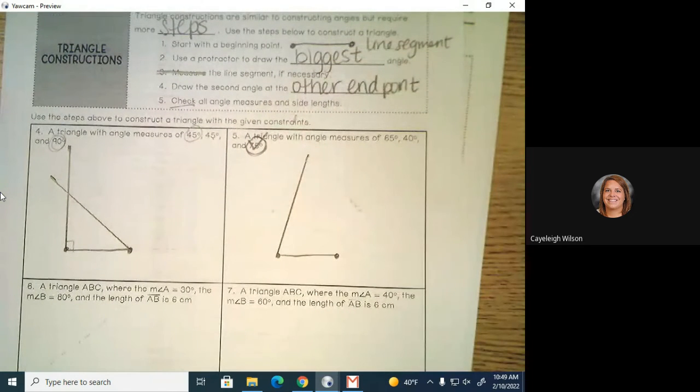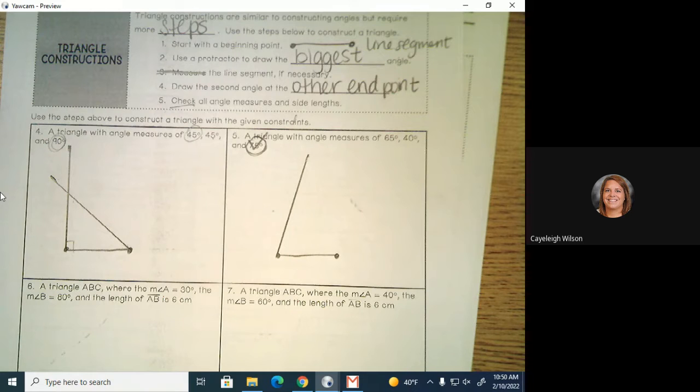Now, on the next angle, if Raymond decides to graph the 65 and Emery decides to graph the 40, it doesn't matter, okay? It does not matter which angle you graph second. It only matters which angle you graph or plot first.